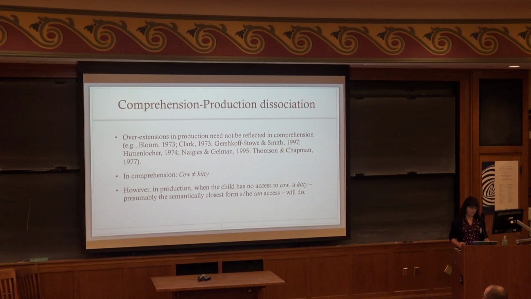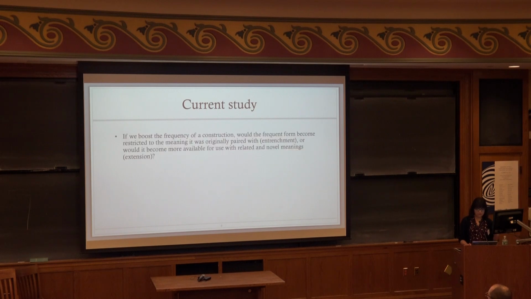Several researchers in child language acquisition have noticed a similar pattern when examining comprehension and production in children. For example, in comprehension, they found that the child knows that a cow is not a kitty, but in production, the child, due to lack of access to cow, extends the word kitty to express cow. Basically, the closest semantically related word will do if you don't have access to the word that is ideally used for that meaning. Okay. So what are we doing in this study?